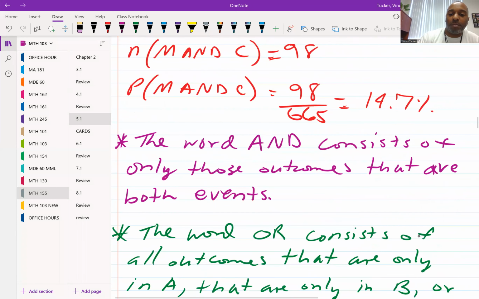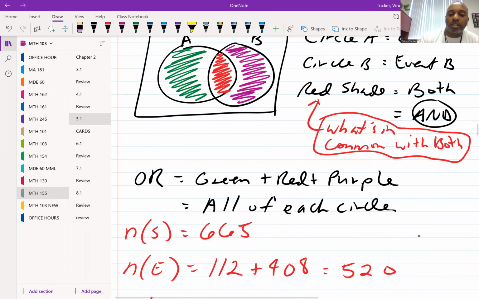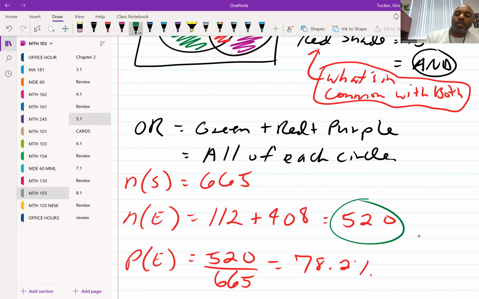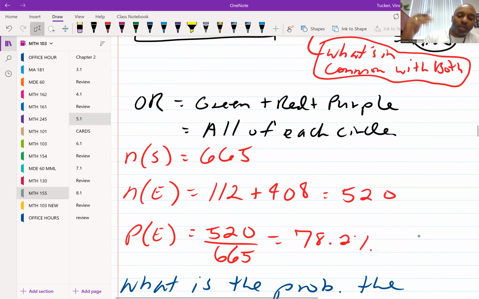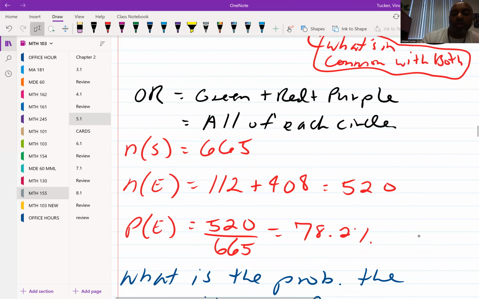So we took the total number of married people, added to the total number of single people, and get 520. And that 520 is our top number over our 665. Any questions?